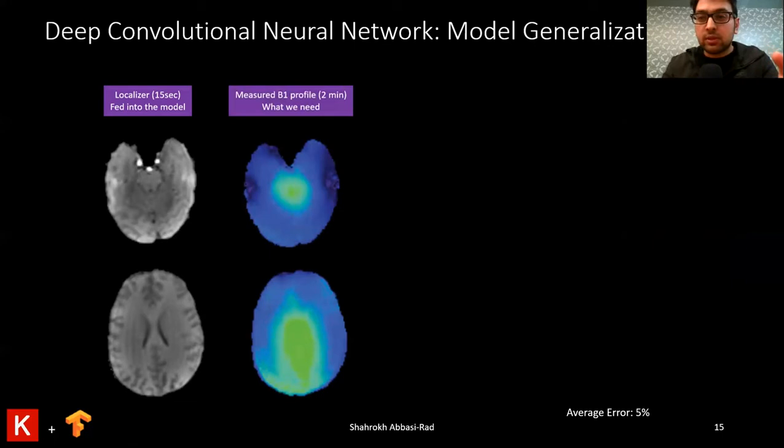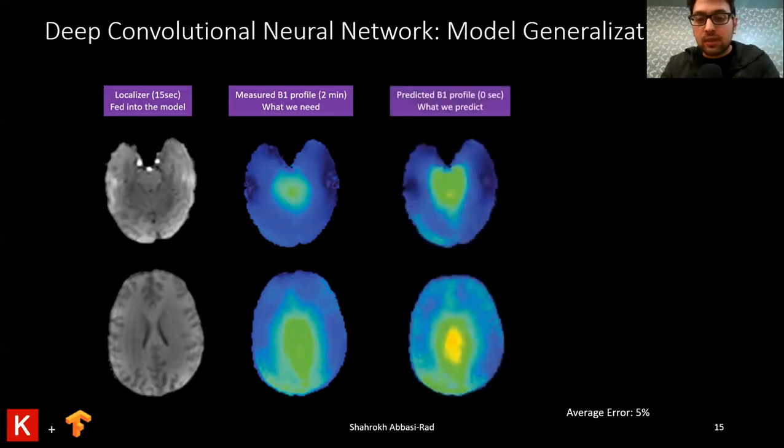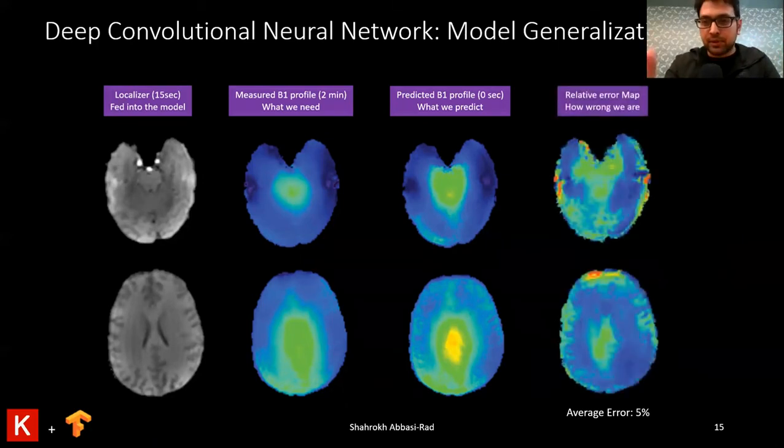This is the prior information that we need, but it takes 2 minutes, and we acquired that using the SAR sequence. But this one is the prediction of the prior information, which cost us neither SAR-wise nor time-wise. And here is the relative error map of the prediction. We saw that we have 5% error across the brain, and we want to investigate whether this amount of error would be problematic or not.